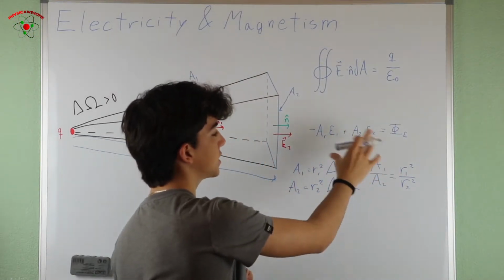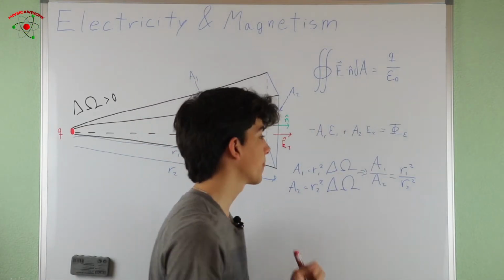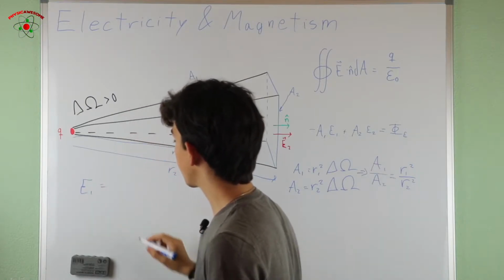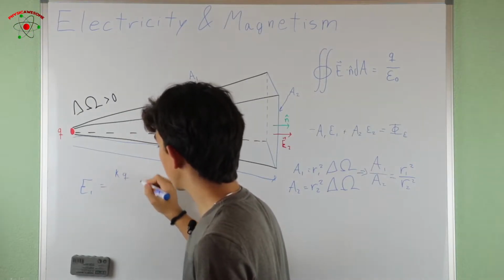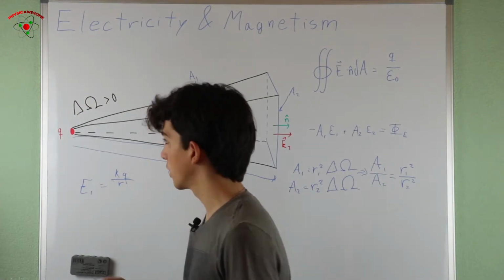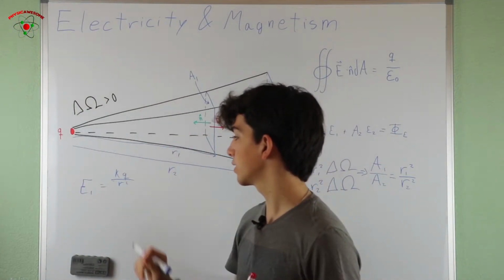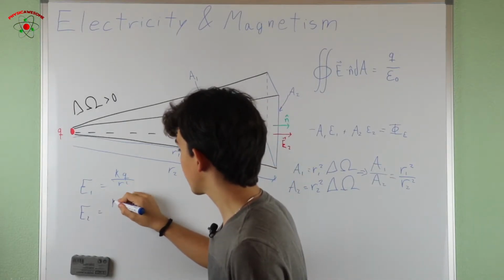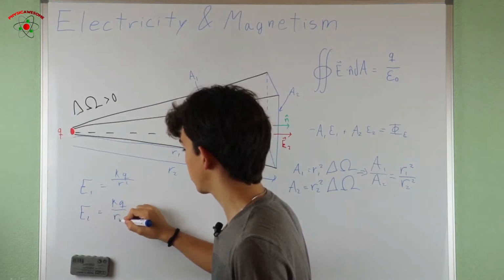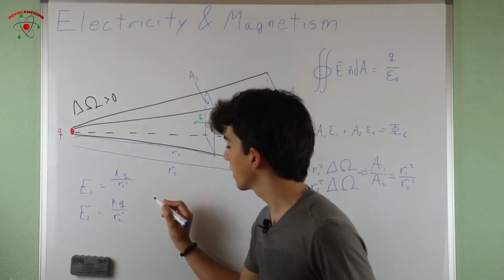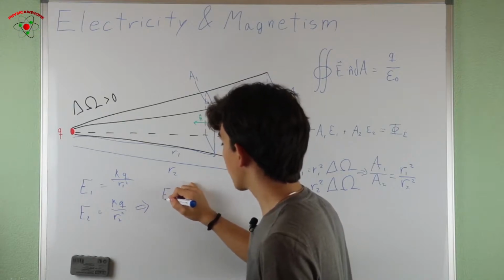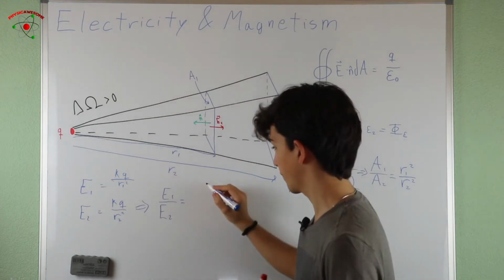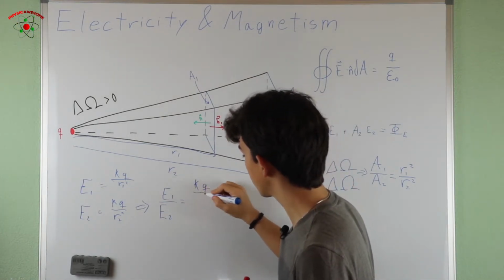Now, we want to do a similar thing for the electric fields. We know that E1 is going to be equal to KQ over R1 squared. In that direction, we're going to ignore that it's a vector. And E2 is going to be equal to KQ over R2 squared. Therefore, E1 over E2 is going to be equal to, let's see, we're going to get lots of cancellations over here.